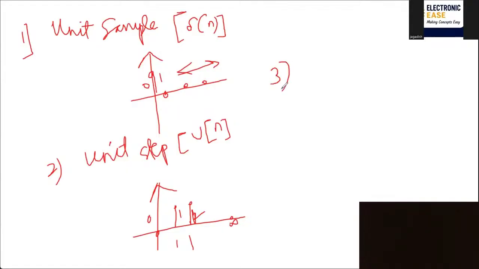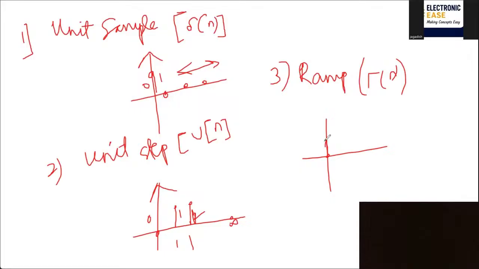Third, after unit step, it is ramp, that is ramp of n, that is the symbol. Here the signal for negative values will be 0. For other values it will be 2 raised to something. So 1, 2, 4, 8, 16, 32 up to infinity.